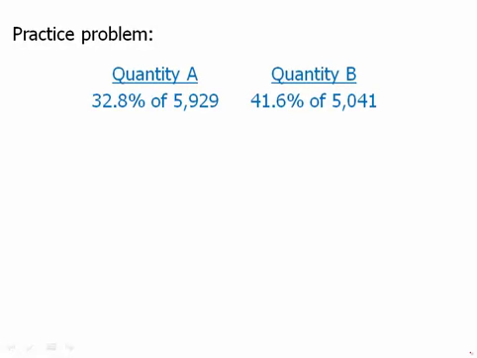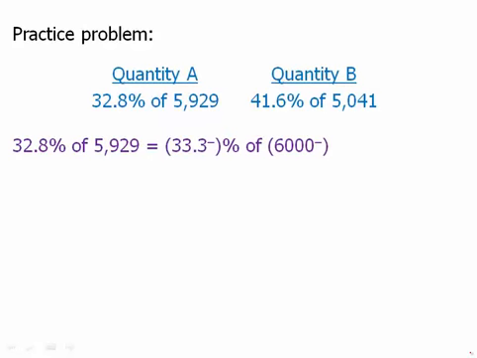Okay, this one is a screaming trap. So many people, if they ran into this question on the GRE, they would reach for the calculator and they'd be typing all those numbers in. Big, big mistake. Look at these numbers. For example, 52.8% of 5,929 in quantity A. Well, notice that percent, 32.8, that's slightly less than 33.33%. And of course, 5929 is slightly less than 6,000.